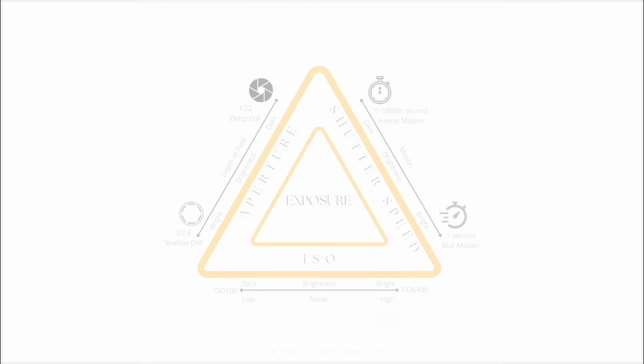Together, these form what is known as the exposure triangle. Once you understand how these three work, and more importantly how they work together, you will unlock full creative control over your photos. Let's break it down one side at a time.